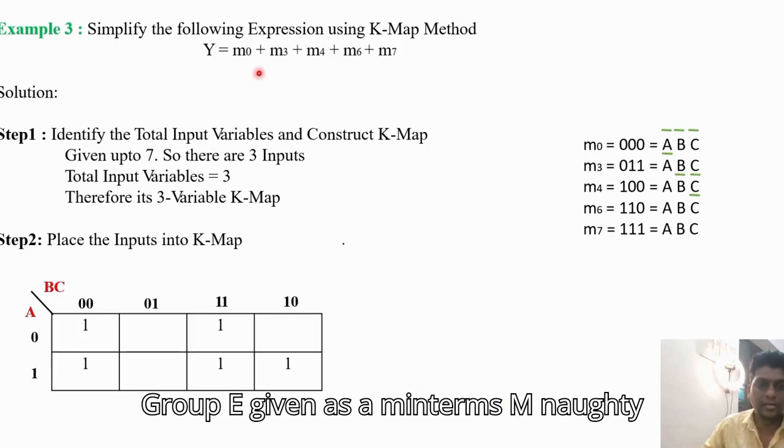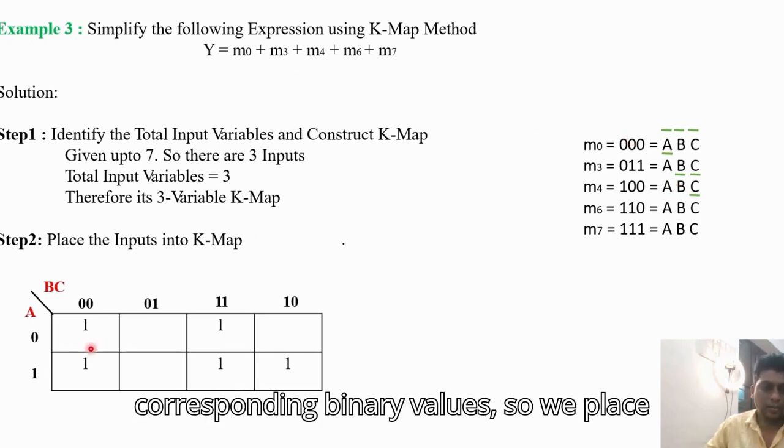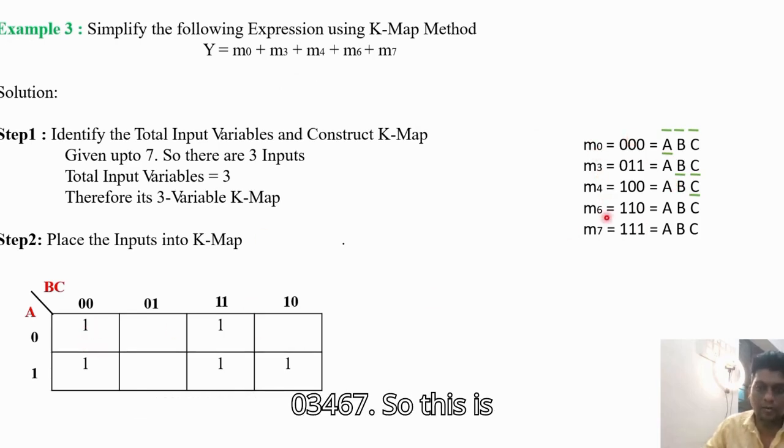Given as minterms M0, M3, M4, M6, M7, we should write the corresponding binary values. So we place the ones in those values. So here it is 0, 3, 4, 6, 7.